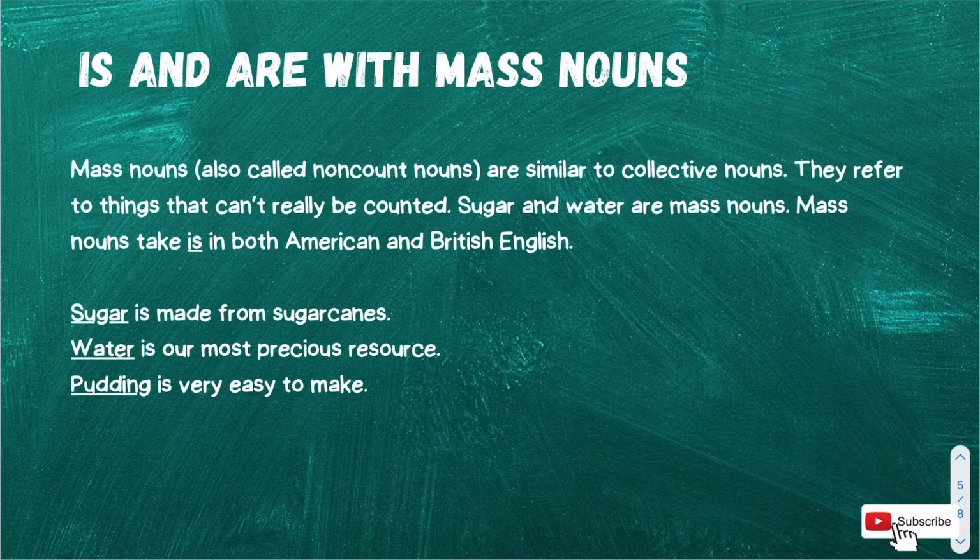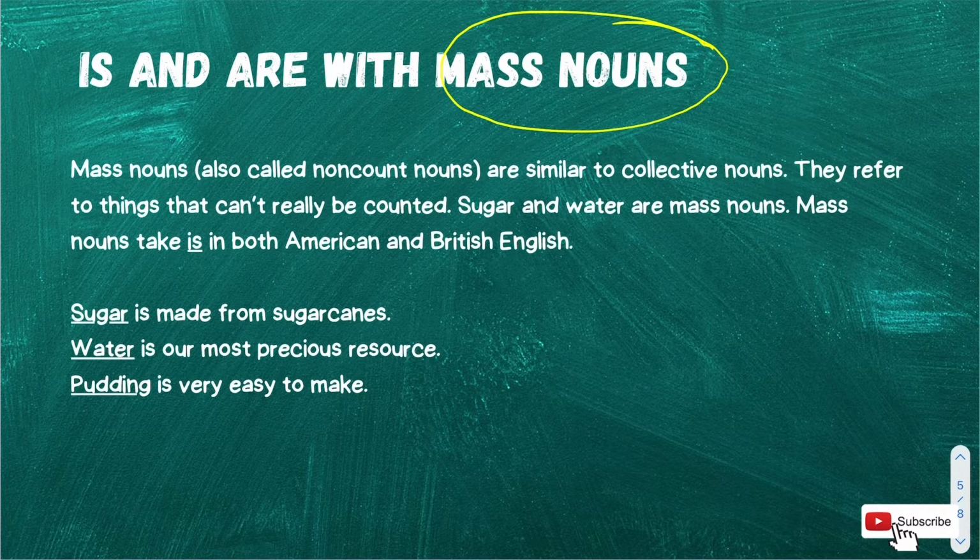Is and are with mass nouns. Ano naman yung mass nouns? Mass nouns, also called non-count nouns, are similar to collective nouns. They refer to things that can't really be counted. Sugar and water are mass nouns. Mass nouns take is in both American and British English.